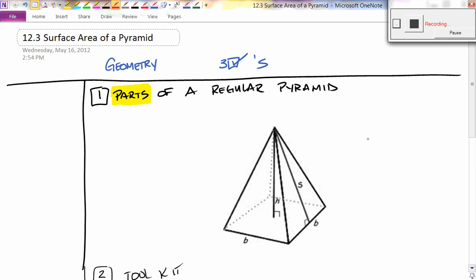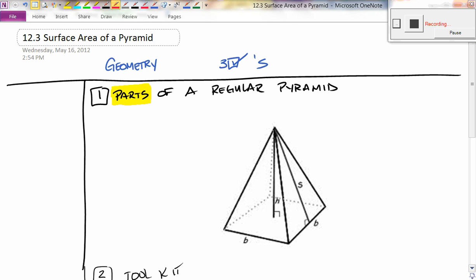Okay, so for this first idea, I'm going to talk about all the parts of a regular pyramid, right? This is the picture of a regular pyramid right here. The reason it's a regular pyramid is because its base is regular. It means it has equal lengths and all angles are congruent. Equal lengths and congruent angles, okay?